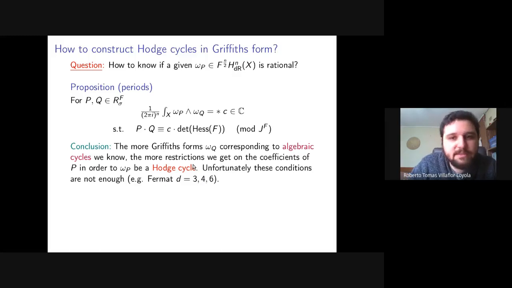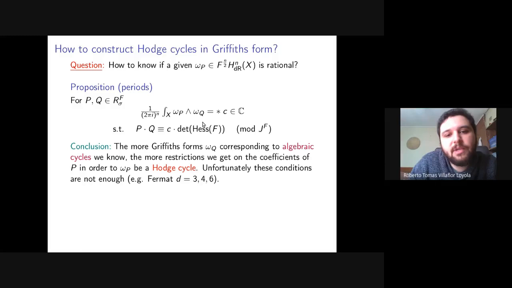But unfortunately, this approach is not good, as was expectable, because in this way we're just looking at the periods over Hodge cycles, right, or at algebraic cycles. But in order to guarantee that a class is rational, we need to look at all the periods over the whole rational homology group, right? And so, I have produced examples where these conditions are not enough for Fermat of degree 3, 4, and 6. And so again, this question is not trivial at all, and we can try to tackle it in a different way.